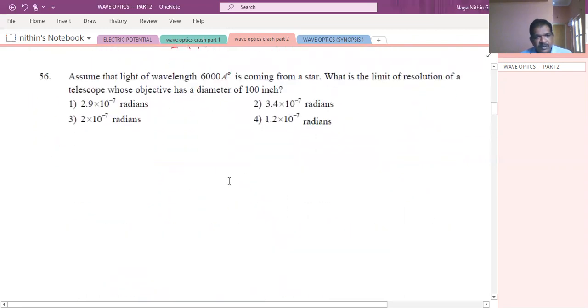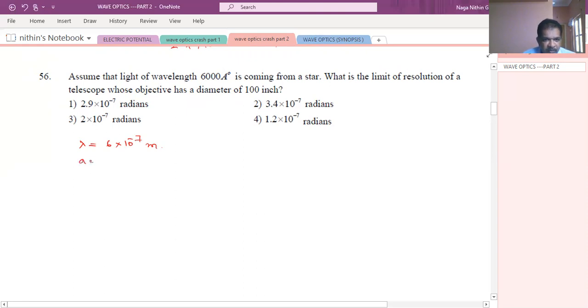Next, assuming the light of wavelength 6000 angstrom unit is coming from a star, what is the limit of resolution of the telescope whose objective diameter is 100 inch? So calculate lambda value: 6 into 10 power minus 7 meter. Hope all of you are understanding. In competitive exams, you have to save time. Directly convert 6000 into 10 power minus 10 meter, means 6 into 10 power minus 7 meter.